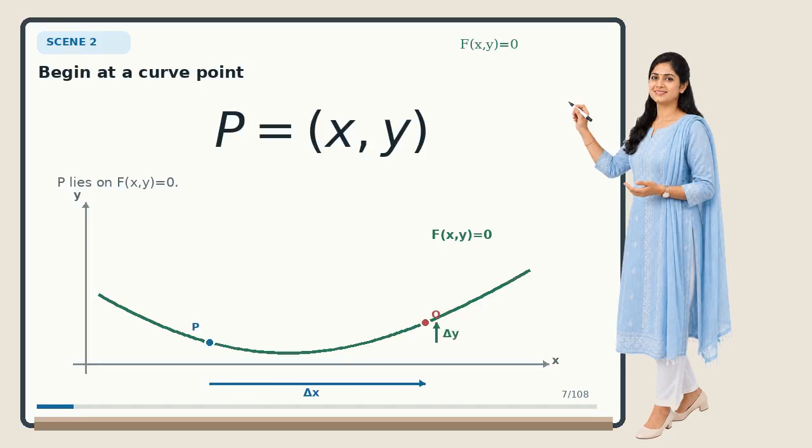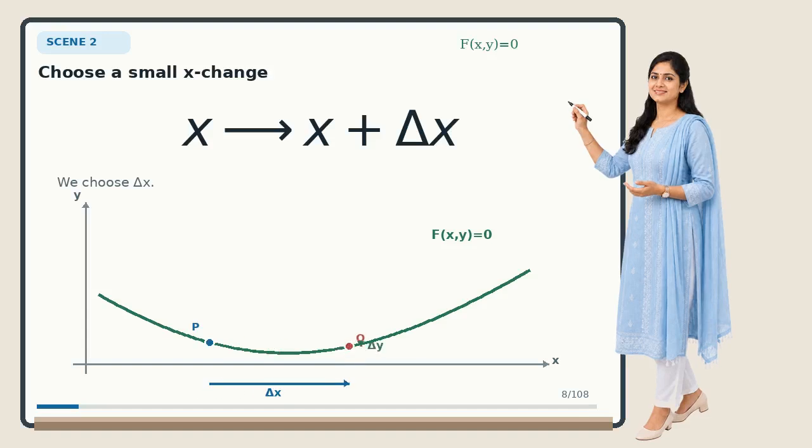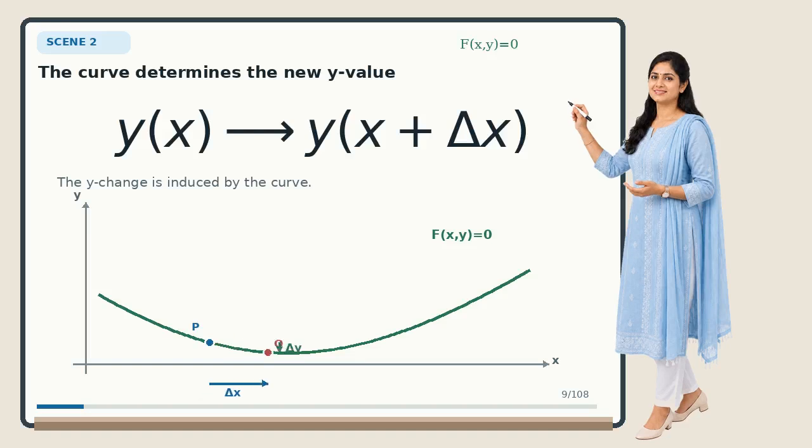Begin at the point P with coordinates x, y on the implicit curve. Now we choose a small change in x. The movement in x is horizontal in the input plane. Because the new point must stay on the same curve, we cannot arbitrarily keep y unchanged. The curve determines the new y value, namely y of x plus delta x.